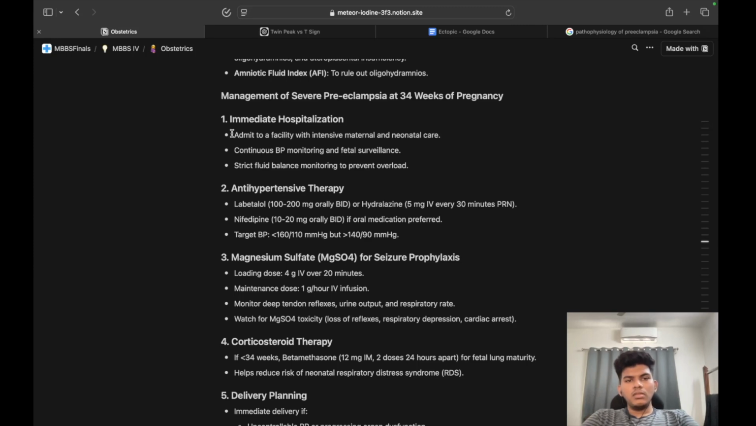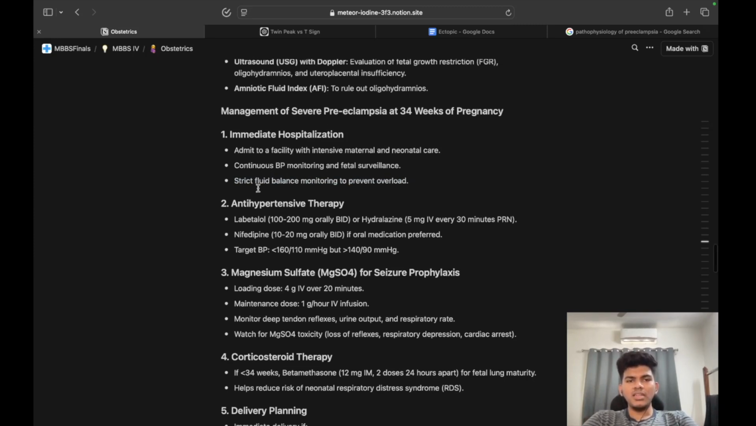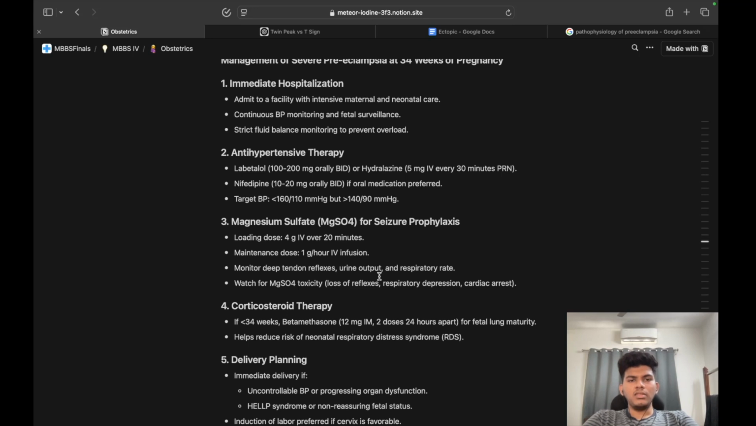So admit to a facility with intensive maternal and neonatal care, continuous BP monitoring and fetal surveillance, strict fluid balance monitoring to prevent overload. So these are initial things that we need to do: admission to intensive care, continuous BP monitoring and surveillance, and fluid balance need to be maintained.